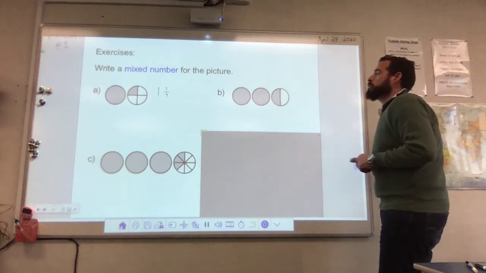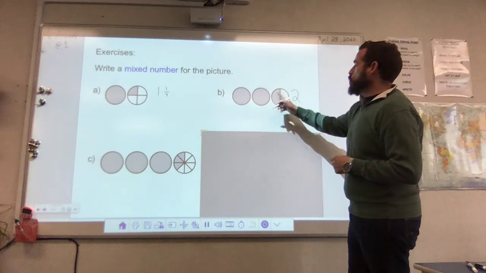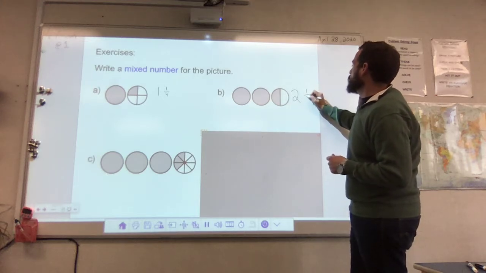Let's take a look at B. We've got 2 wholes, so we've got 2 divided into 2. 1 is shaded, so 2 1/2.